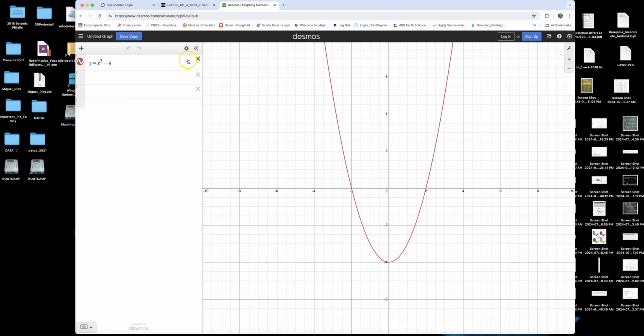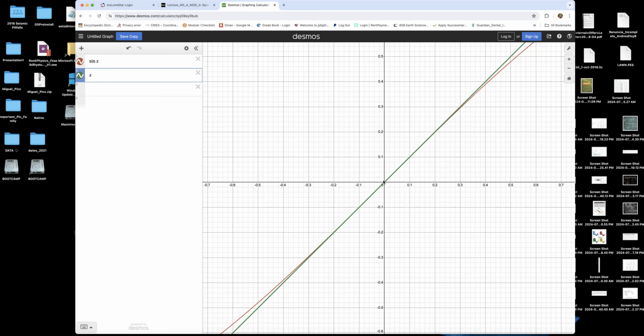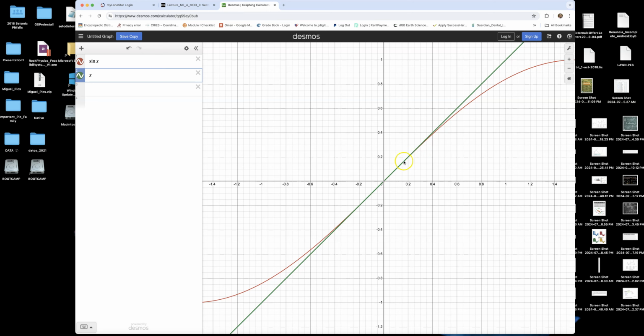Let me put here the sine function and compare the sine function with the monomial x. So the monomial x is this linear line, and the sine function is this one in red. Well, let's zoom around 0. Around 0, you can see that both functions overlap.